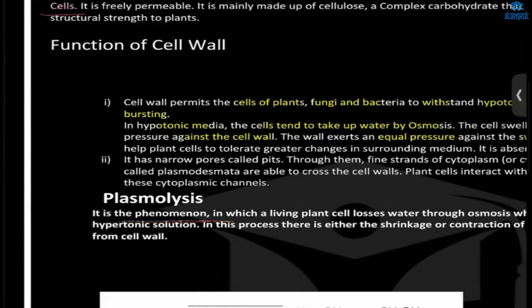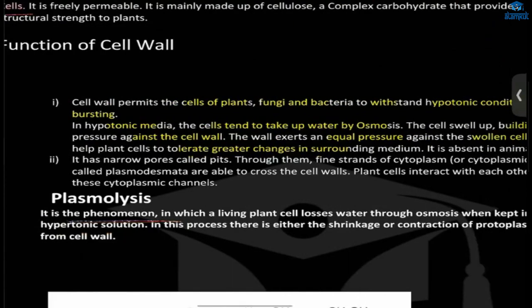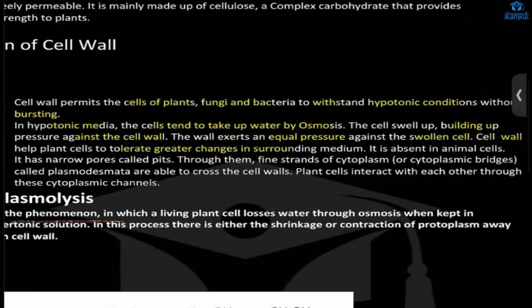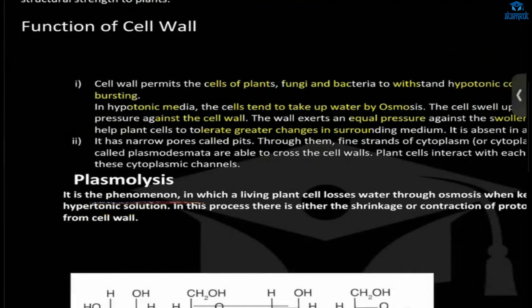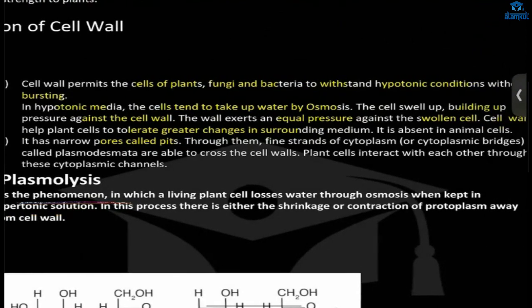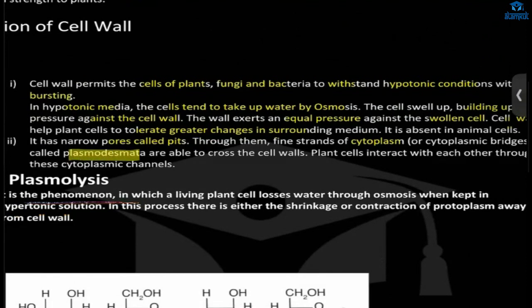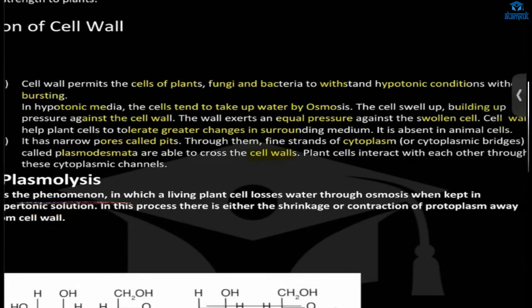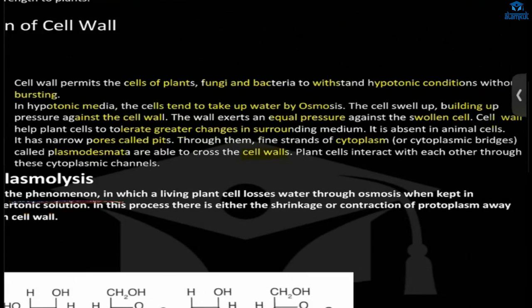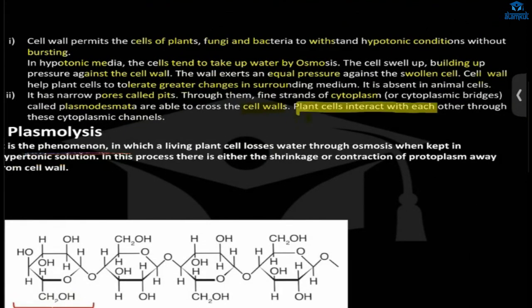Cell wall helps plants to tolerate greater changes in the surrounding medium. It is absent in animal cells. This is very important. Next, it has narrow pores called pits. Through them, fine strands of cytoplasm, which are called plasmodesmata, are able to cross the cell wall. It creates a channel, and through this, plant cells interact with each other. The cytoplasmic channels are called plasmodesmata.